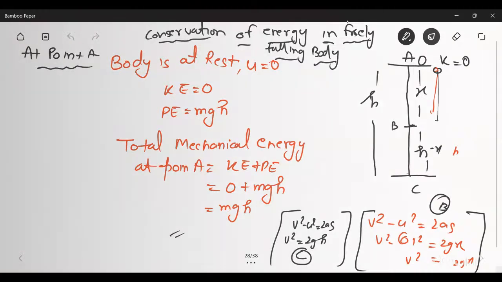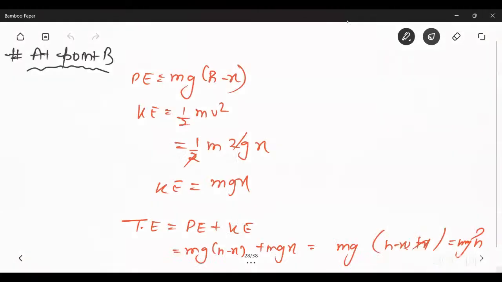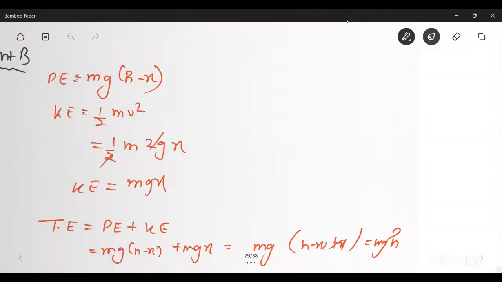Okay, so at point B, if we apply the third equation of motion, v square minus u square equal to 2as, so we will get v square equal to 2gx. So the kinetic energy will be half mv square and v square equal to 2gx. On cancelling, we will get mgx. So the total energy will be potential energy plus kinetic energy. Potential energy mg into h minus x and kinetic energy mgx. If I take mg common, so h minus x plus x, mgh will be the answer.